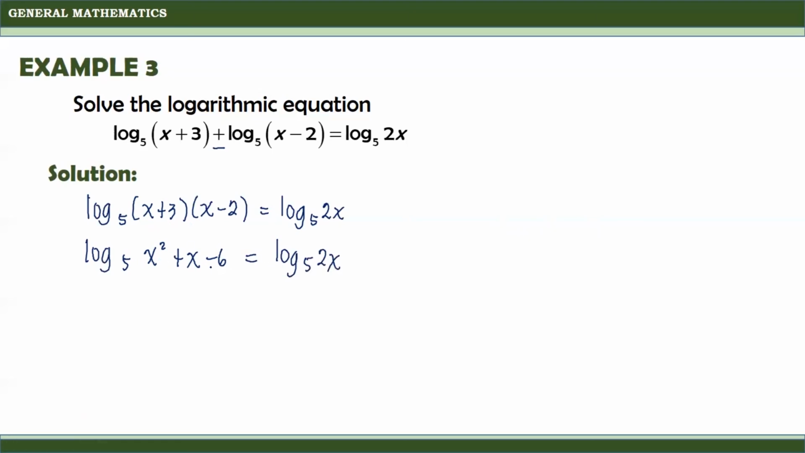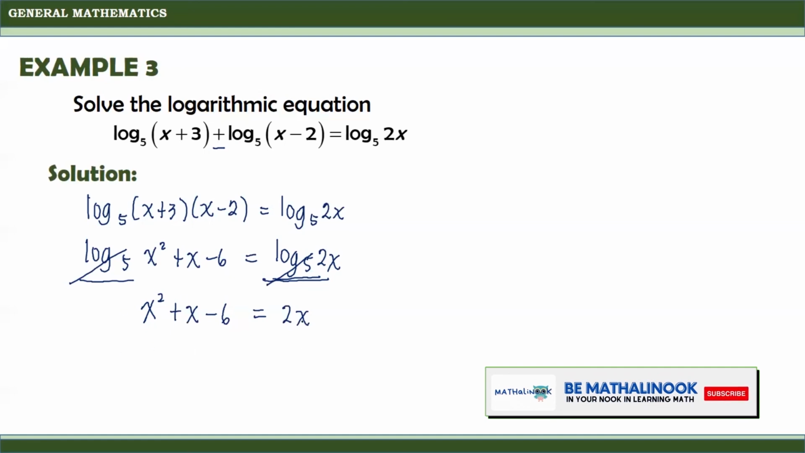Notice in this equation that we have logarithm to the base 5 on both sides of the equation. If this is the case, then we can simply cancel the logarithmic expression and equate the two powers: x squared plus x minus 6 equals 2x. Remember that we only do this if we have logarithms to the same bases on both sides of the equation. If there is no logarithm on one side of the equation, then what we need to do is to write the equation into exponential form.